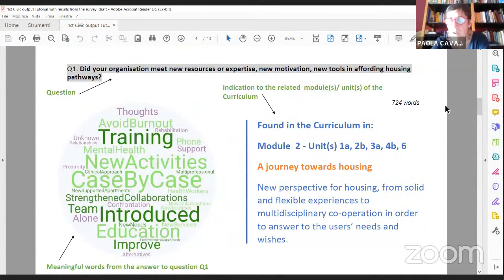There are different units that underline the importance of coping, not only among professionals, but also among professionals and users, among users themselves when they live together in an apartment, in a house.